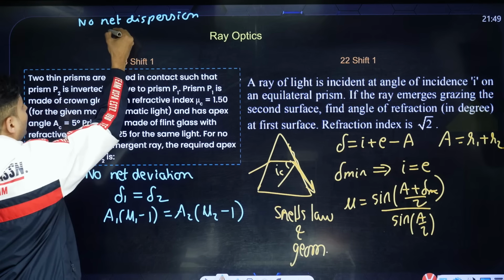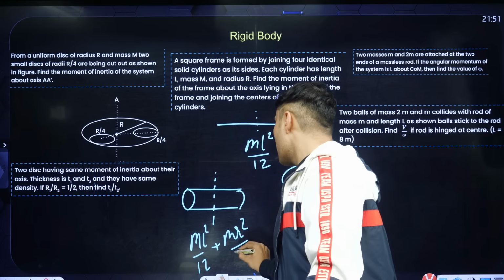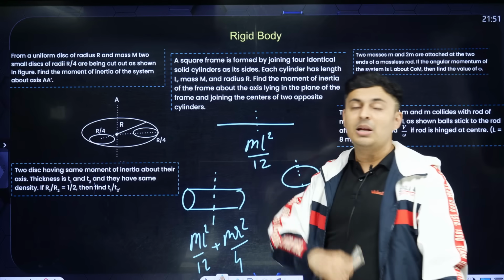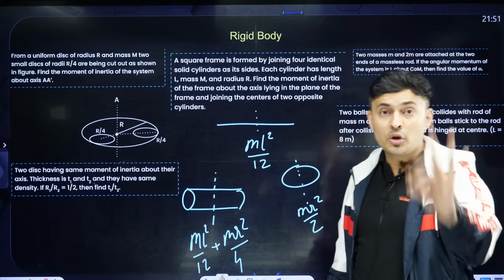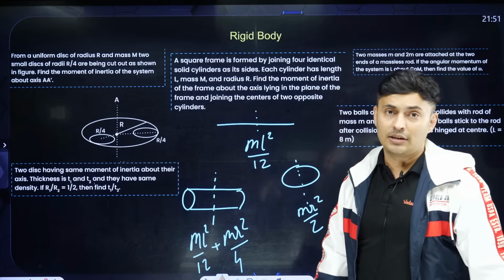So guys, normally we know the rod's moment of inertia is ml square by 12. We know the disk's moment of inertia is mr square by 2. But here we have been asked what is the moment of inertia of a rod which is not thin, and then it becomes ml square by 12 plus mr square by 4. So this formula was also asked. So that's something new, expect it even in the further shifts.